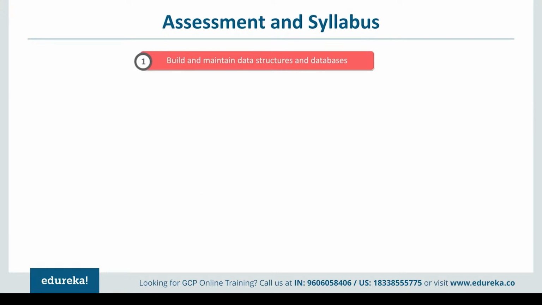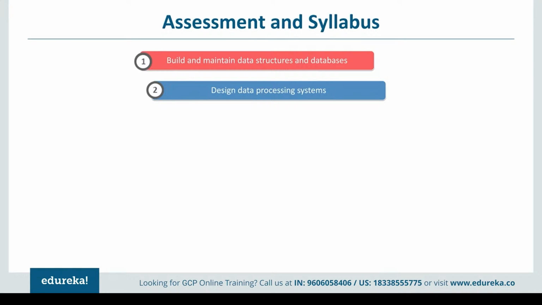Now, coming on to the assessment and syllabus part of this Professional Data Engineer certification, first of all, we have building and maintaining data structures and databases. These include future advances in data technology, changes to business requirements, awareness of current state, and how to migrate the design to a future state, some data modeling, trade-offs, and schema design. The second part is designing data processing systems.